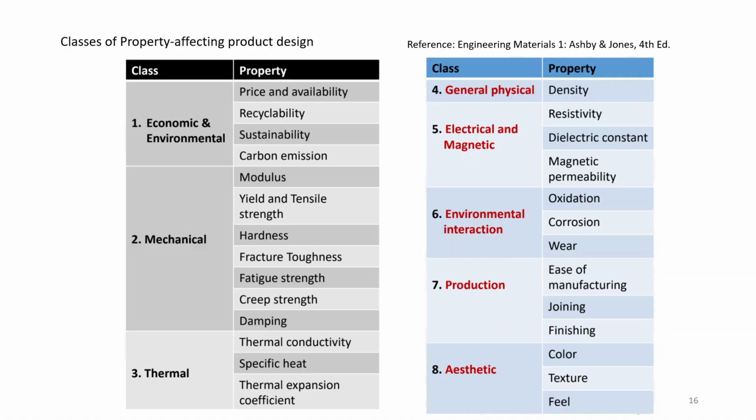to manufacture. So some metals such as zinc, aluminum, tin, these have very low melting point, so these are very easy to manufacture compared to other materials such as molybdenum or tungsten, which have very high melting point, and other ceramics as well. Ceramics also are not easy to manufacture compared to some metals and polymers. Aesthetic, so color, texture and feel.